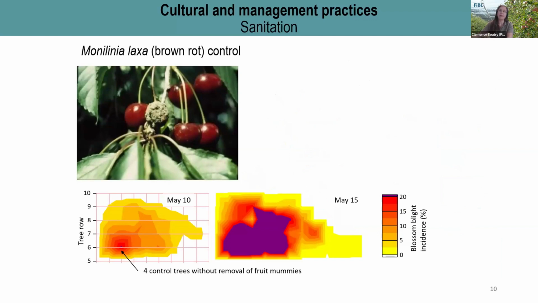The second example here is for cherry. The disease Monilia laxa, which is a brown fruit rot. A measure that really helps is sanitation. So this is the case for most fungal diseases, that when you remove fruit mummies or attacked parts of the tree, you can reduce the disease pressure. Here you can see on the graph on the bottom that for control trees, no fruit mummies have been removed, and you can also see that from there on the disease spreads.